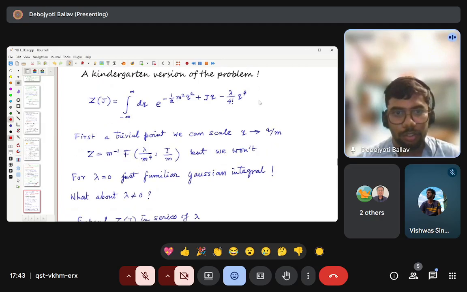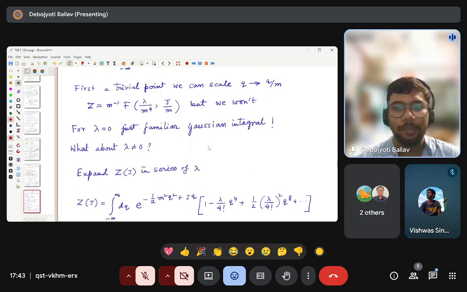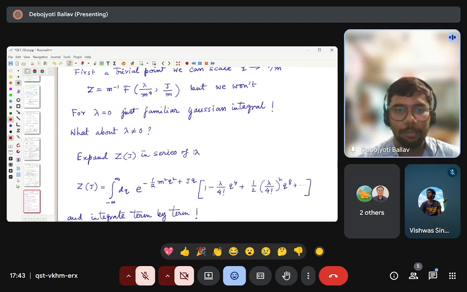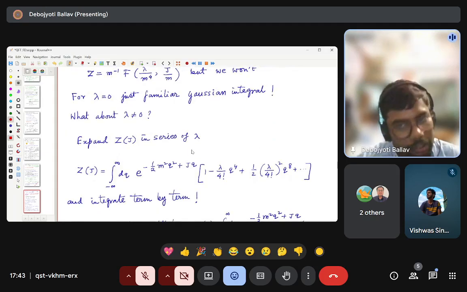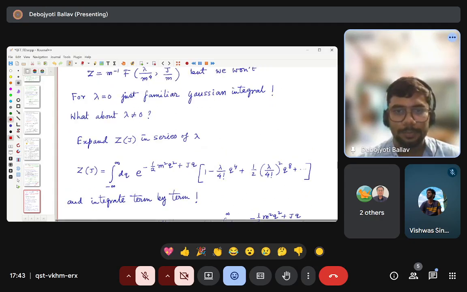For lambda non-zero, what should we do? You expand this zj in series of lambda. So you can exactly expand all the lambdas because it's exponential in lambda. So you can expand in series of lambda, and you can integrate term by term. Now how to do that? How to expand and integrate term by term?